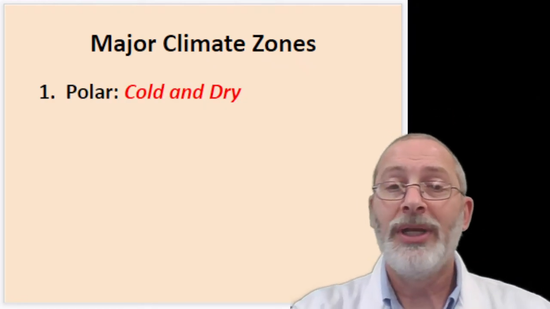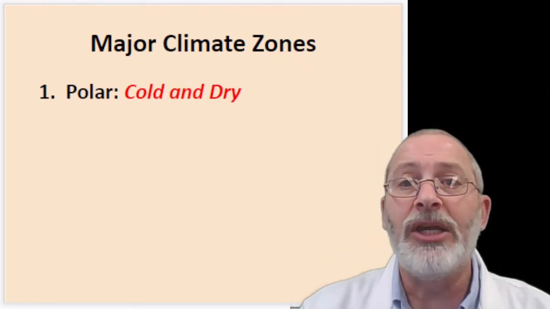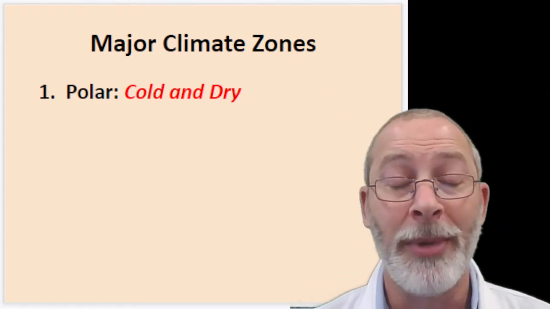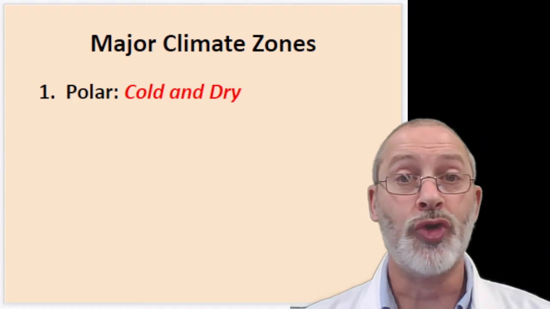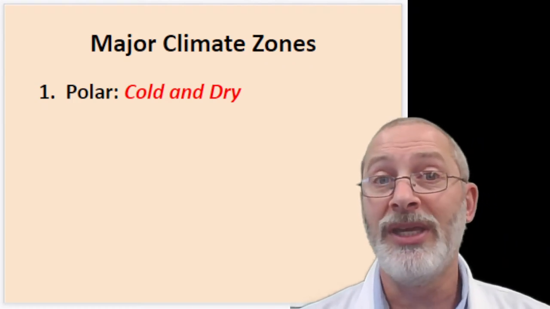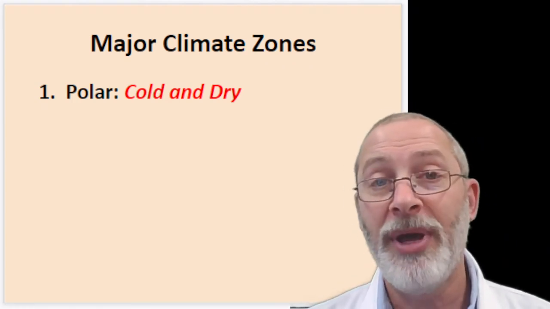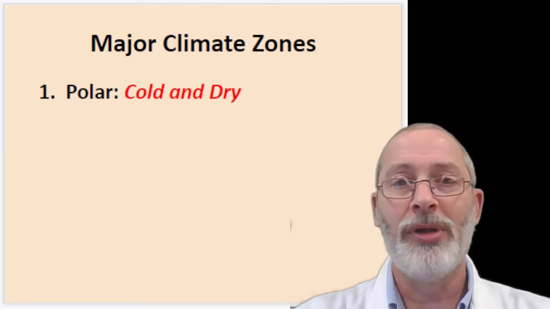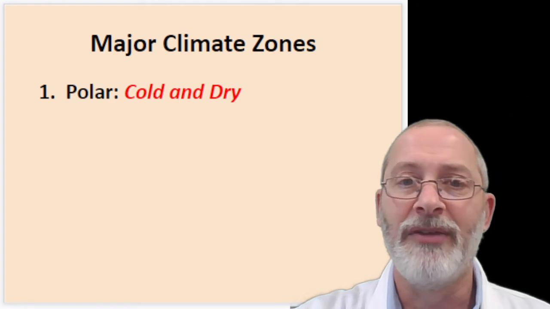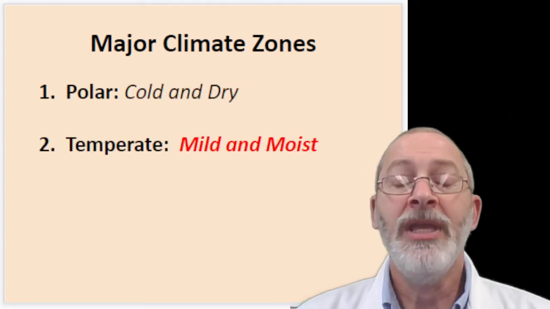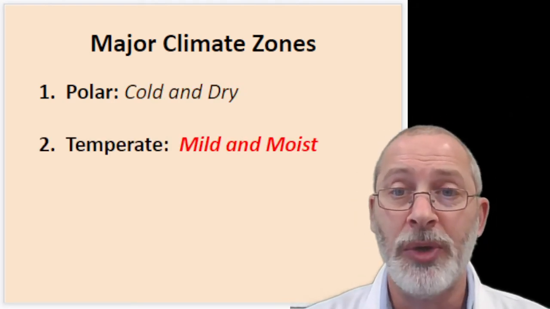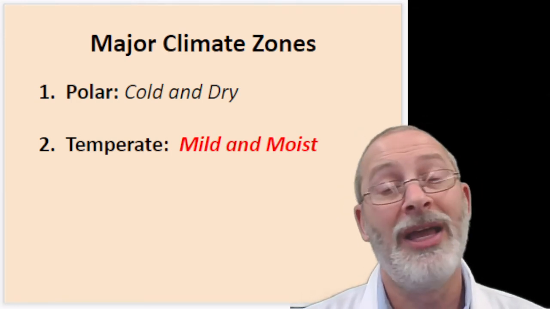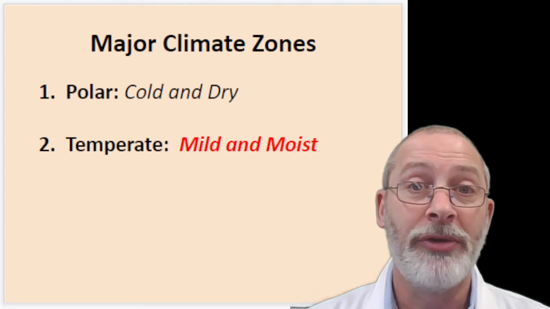The polar climate zones are typically cold and dry. Cold, primarily because of latitude. Dry, primarily because of the pressure zone above them. So polar regions, cold and dry. If you put all of those pictures together, it kind of explains what's going on here. Temperate climate zones are mild and moist. That's the kind of climate zone we live in, generally speaking.